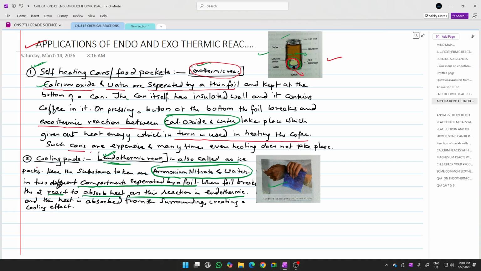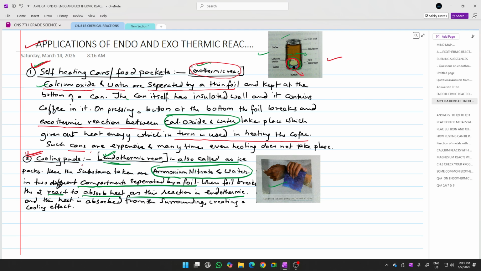Now let us take an example of cooling pads. This is an application of endothermic reaction. This was an application of exothermic reaction. Now we are going to study the application of endothermic reaction. Cooling pads are also called ice packs. There are basically two types of ice packs. One in which ice is put in a bag and the ice melts, and melting of ice is an endothermic reaction, so it is going to absorb heat from the surrounding, and by that the surrounding temperature decreases. So that is what happens in an endothermic reaction.